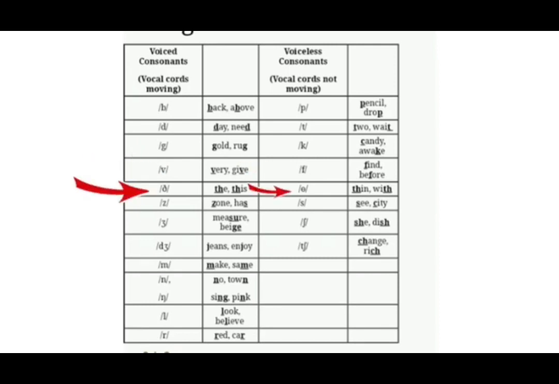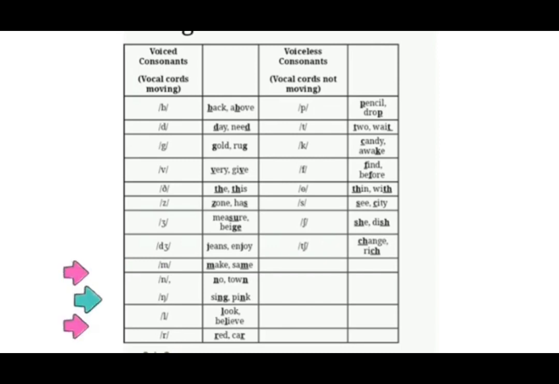The voiced th and the voiceless th, for example this, thin, with. S and z: city. Sh and the voiced sh: measure and dish. Ch and j: change and enjoy. Change and reach. Other examples of consonants.